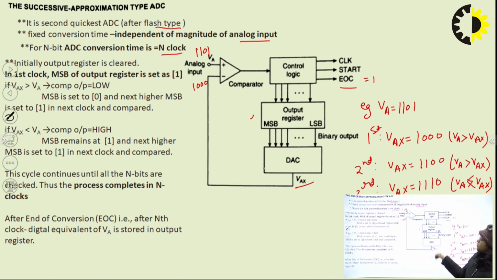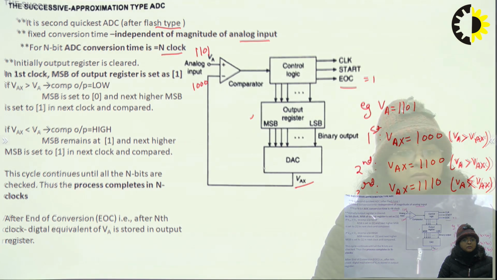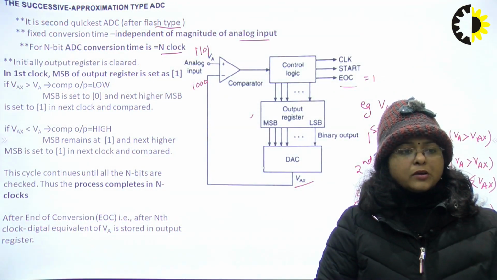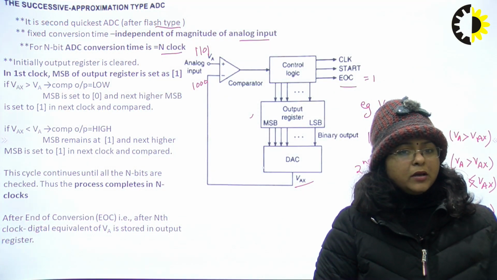So this is the overall process of the successive approximation type. I hope all these methods are quite clear to all of you, and with this I am going to end this topic of A to D and D to A converters.